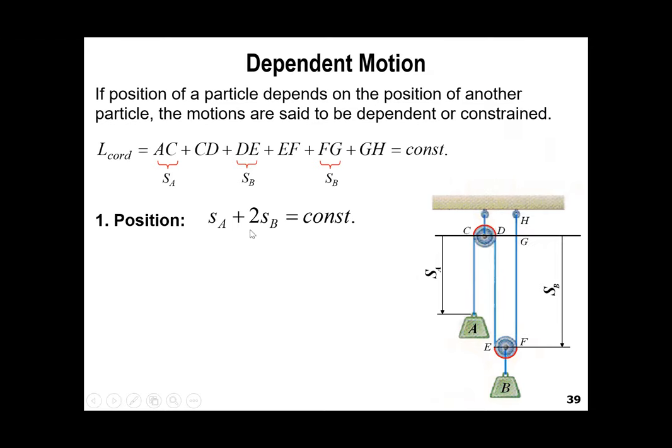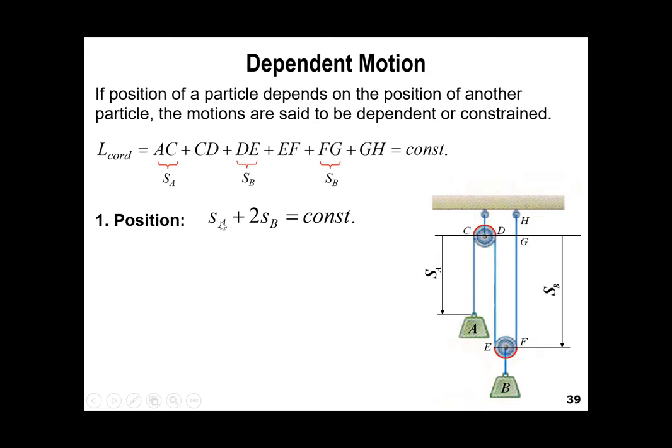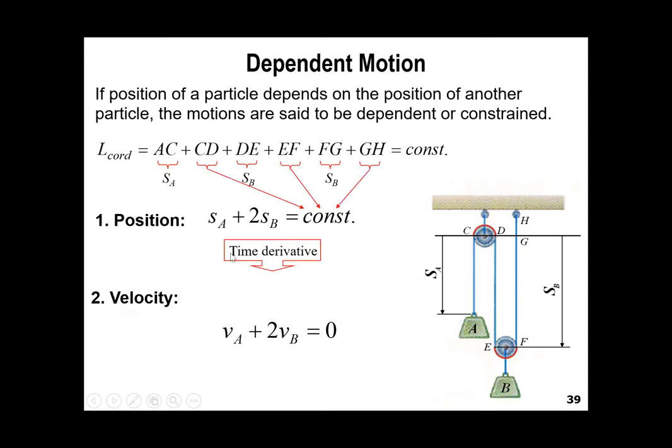Now, if I want to find velocity, what should I do? Take the derivative of this with respect to time, right? dSA/dt is going to be VA. dSB/dt is going to be VB. What is the time derivative of a constant number? Zero. So from this equation, you can relate velocities: VA plus 2VB is zero.